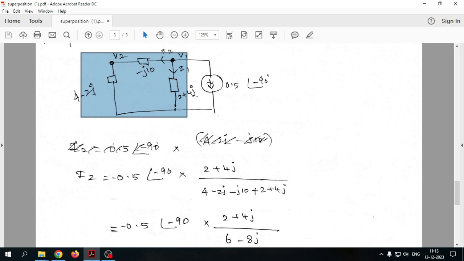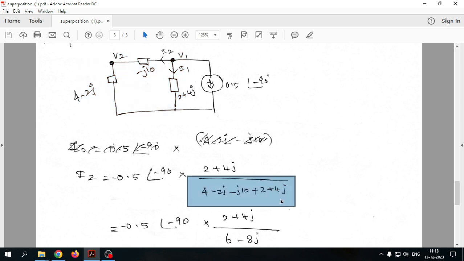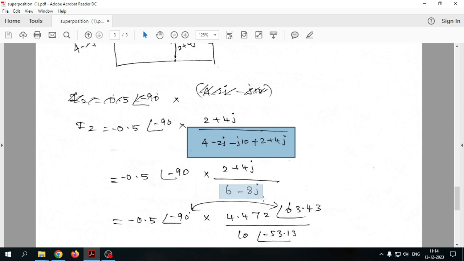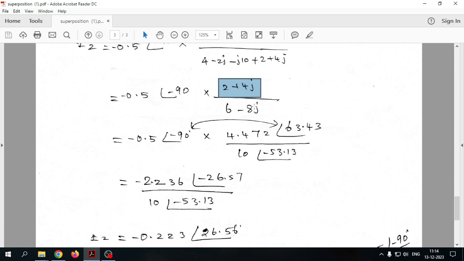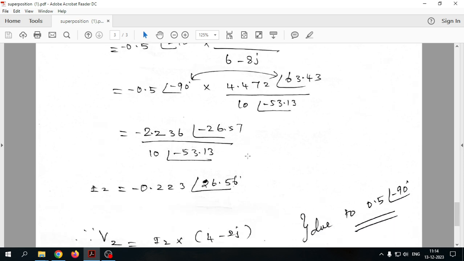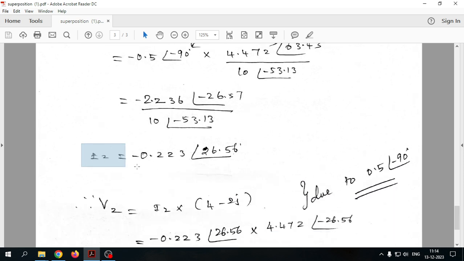So 2 plus 4J, minus J10, 4 minus 2J, all the numbers appear here, and after adding you will get 6 minus 8J, and the numerator is 2 plus 4J. Then again it is a mathematical calculation: convert this into polar form, similarly this is in polar form over here, and combine the angles. If they are in multiplication, add the angles. If they are in division, you subtract the angles. The final result will give you minus 0.223 with an angle 26.56.